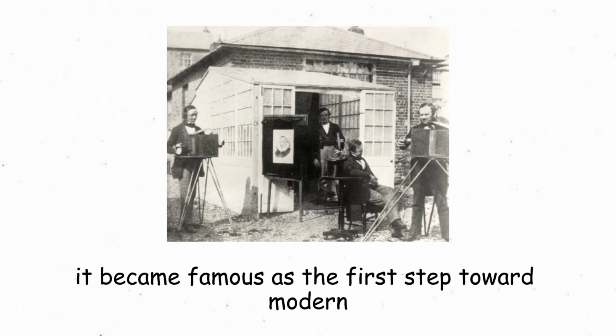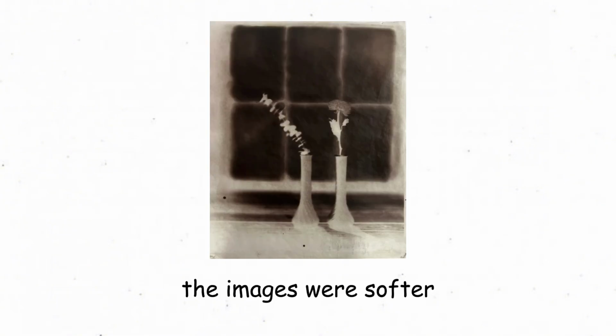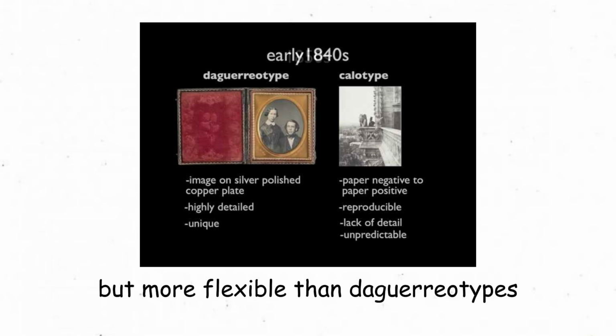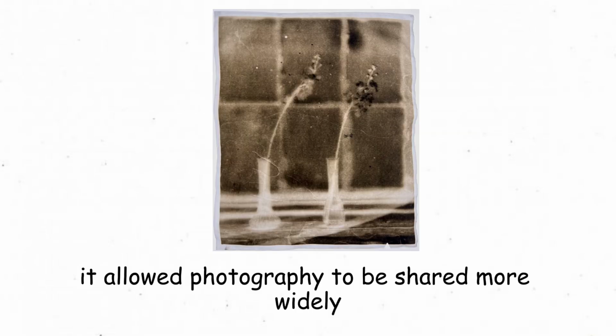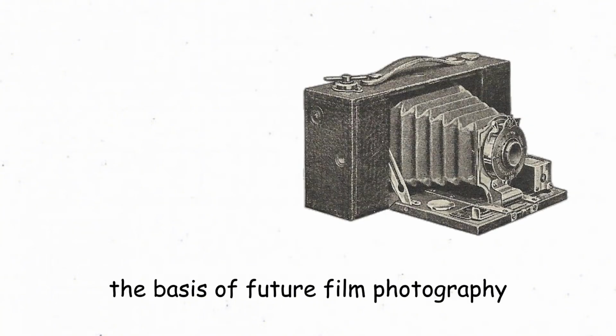It became famous as the first step toward modern photographic reproduction. The images were softer but more flexible than daguerreotypes. It allowed photography to be shared more widely. This process formed the basis of future film photography.